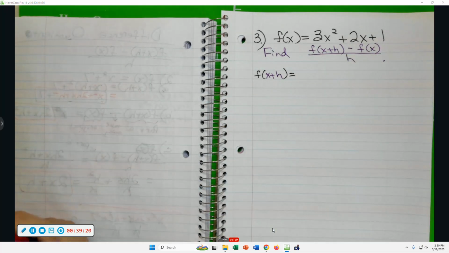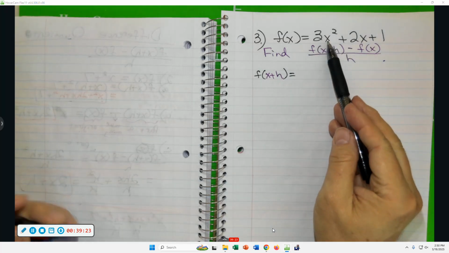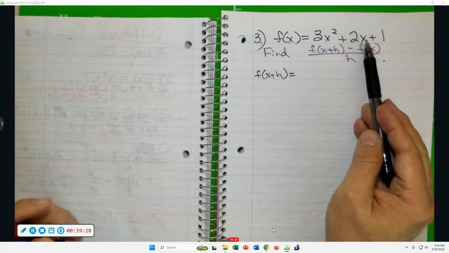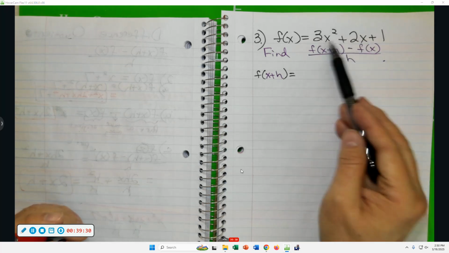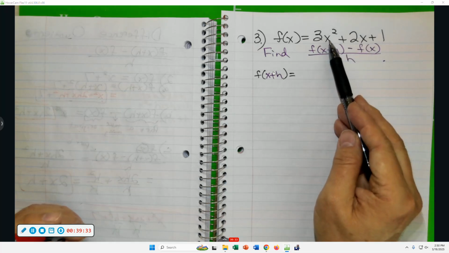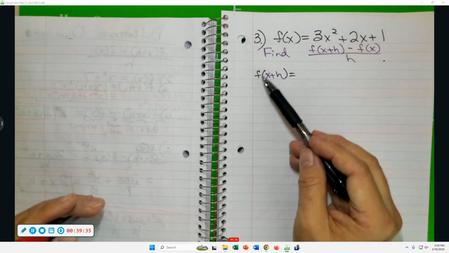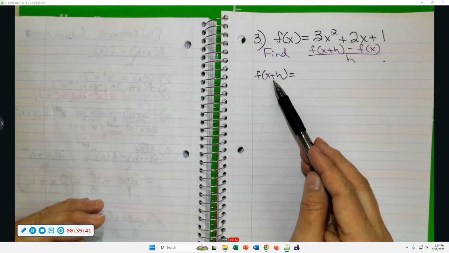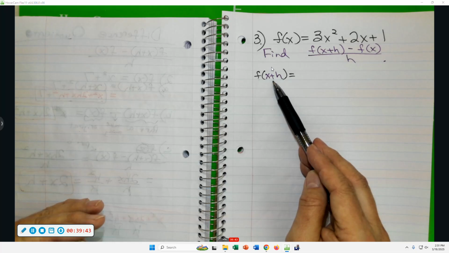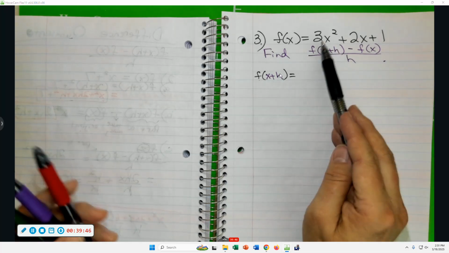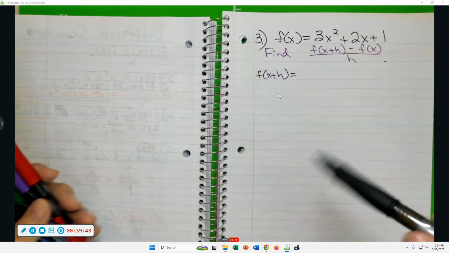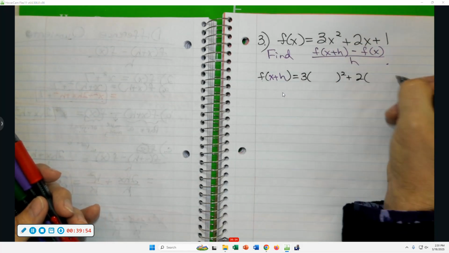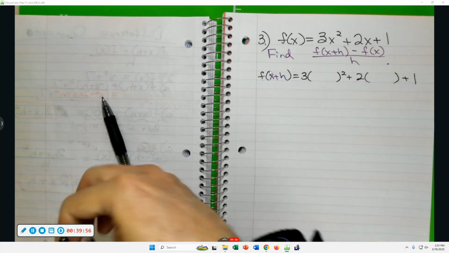Okay, so f of x plus h. That says go to your function f. Wherever you see an x, replace it with what? Wherever you see an x, you're going to replace it with? No. Go to your function f. Wherever you see an x, replace it with 3 and then parentheses. Okay, you're replacing the x with x plus h. Yeah. Okay, so 3, we're replacing each of the x's with x plus h.